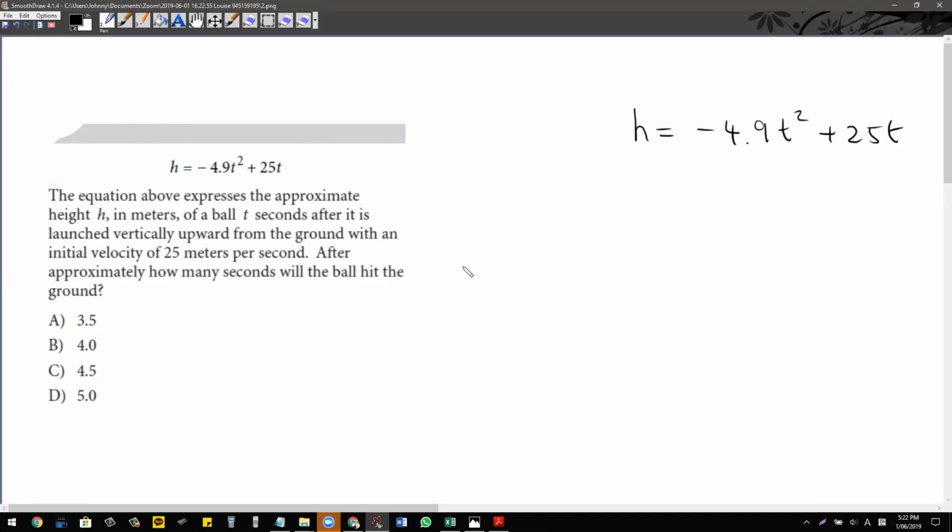Okay, so there's a ball, and it was launched, and it goes up and then comes back down, right? So that's sort of projectile motion. What it's asking is, how many seconds? So what is t when it hits the ground? In order to figure out t, we need to know h. So we need to plug in some value for h. What should we plug in there?